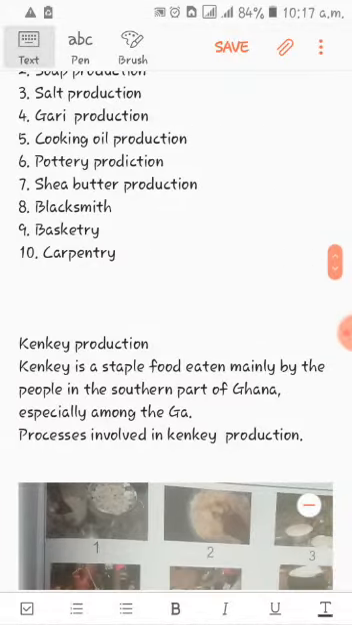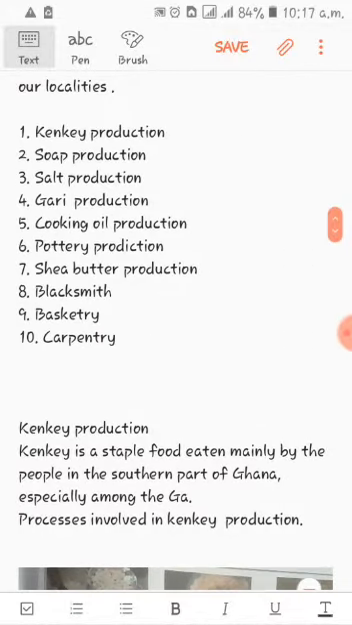In our next lesson, we'll look at soap production. And when we meet in school, we'll go and buy some of the things and we'll produce soap in the school.